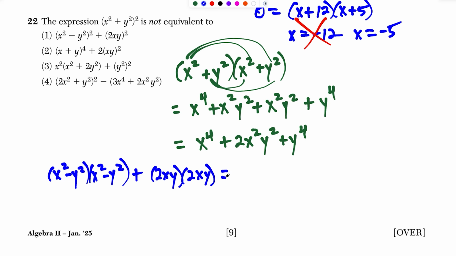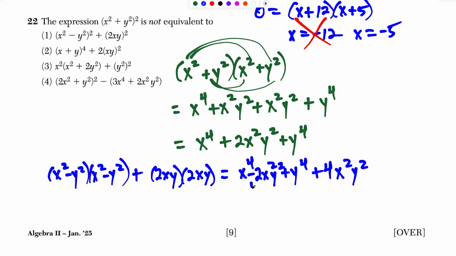So this one I'll do a little bit faster. We're going to have x to the fourth, and we are going to have a plus y to the fourth at the end. But this time around, in the middle, we have a minus x squared y squared and another minus x squared y squared. So we have minus 2x squared y squared. But then at the end, we have plus 2 times 2 is 4, and then x squared y squared.